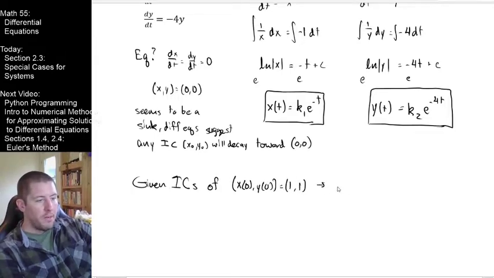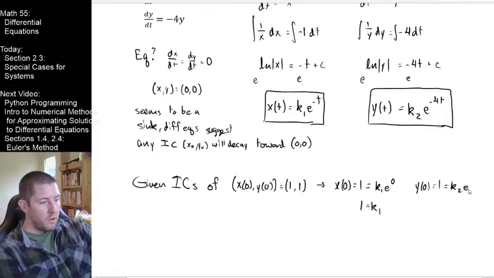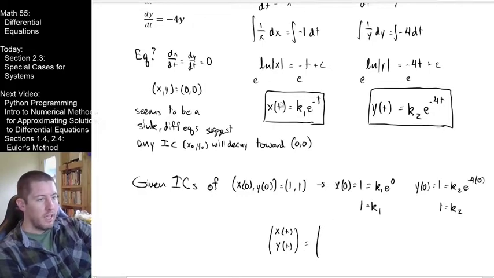If I do that, what I'm going to get here is x of 0 equals 1 equals k1 e to the 0, and therefore 1 is k1. And if I do y of 0 equals 1, that's k2 e to the negative 4 times 0. Well, that's again just 1, so we're going to get 1 for k2. And this would then lead me to my general solution that I might write in our vector form, x of t, y of t equals, and it looks like x of t would just be e to the negative t, y of t would be e to the negative 4t.